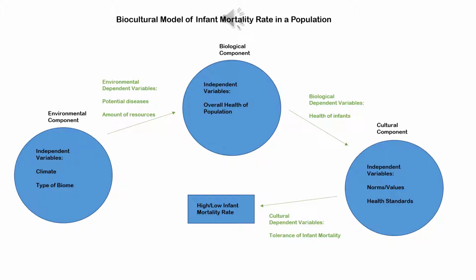For example, in an environment with little resources, the population has fewer nutritional sources, as well as less shelter and fewer medicines and treatments for those who get sick or hurt. With more potential diseases from the environment, there's a likelihood of many individuals contracting diseases and having health issues from them. Meanwhile, having a high amount of resources and a low potential for disease has the opposite effect.